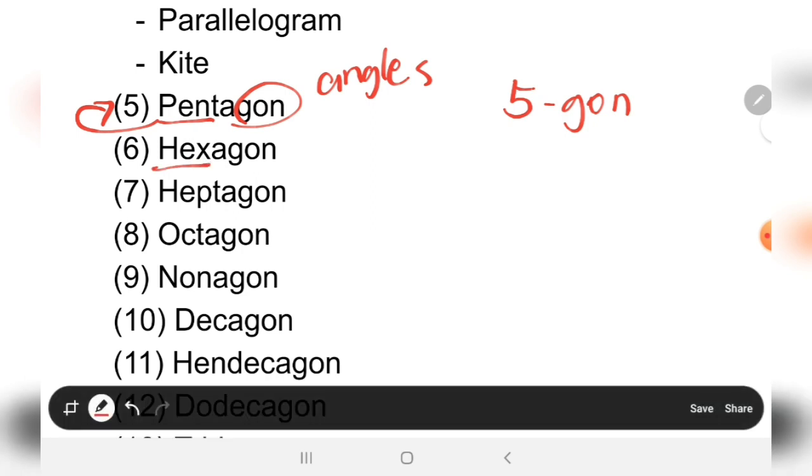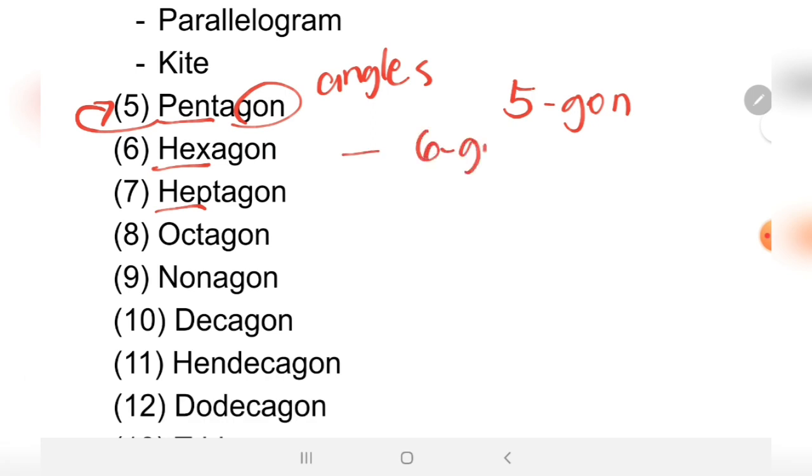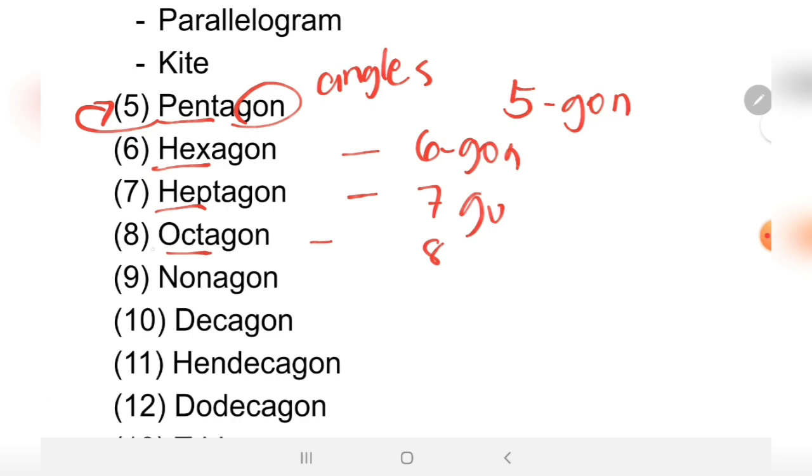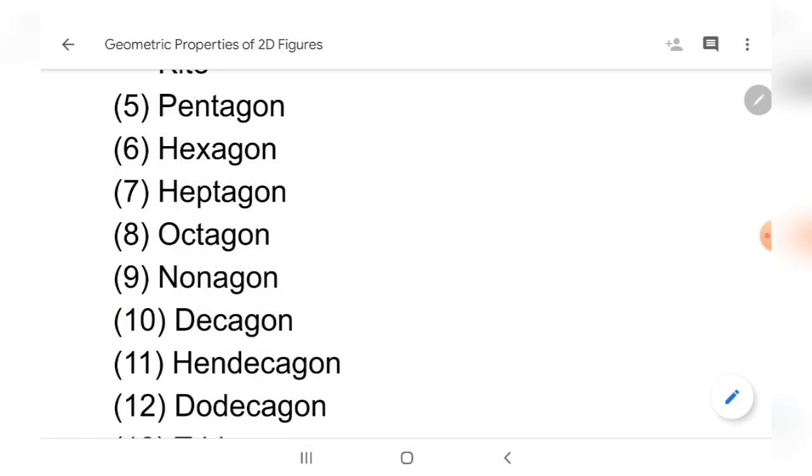Next, hexagon, from the word hex, meaning 6, and then gon, meaning angles. Hepta, from the word 7, and then gon, meaning angles. Or hexagon is 6-gon. Next is 7-gon. Octagon, 8-gon. Nonagon, 9-gon, decagon, 10-gon, and so on and so forth. In here, octagon, from the word oct, meaning 8, nona, it means 9, and then decagon, it means 10, hende, 11, and so on and so forth.